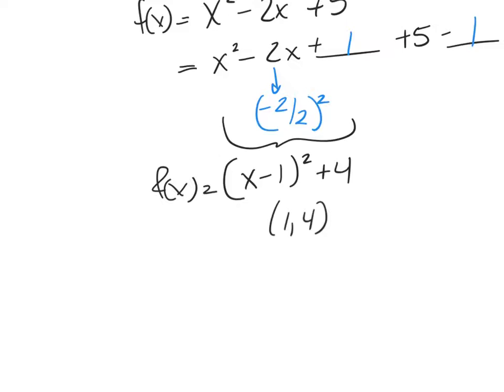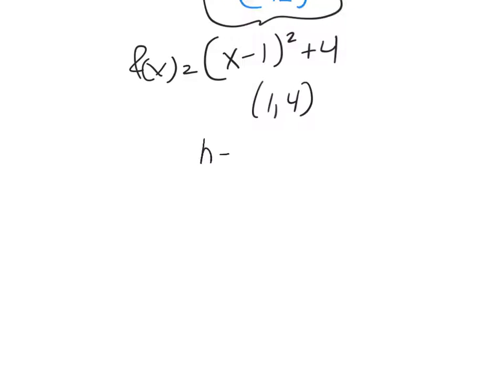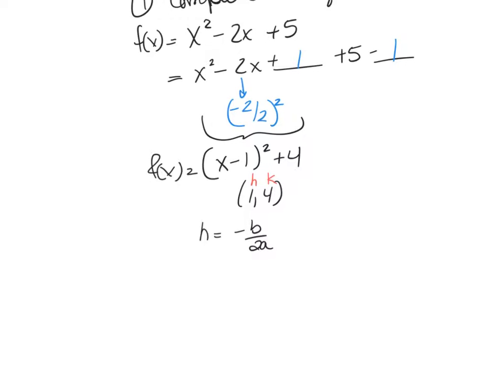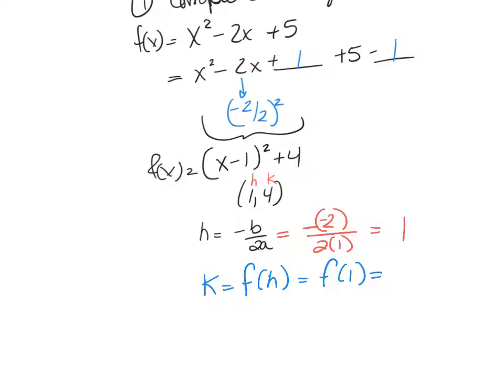That's my turning point. The other way of finding your vertex is finding h, which is negative b over 2a. Once you find h, that is what this value is. This is h, this is k. So I go back to my original function, x squared minus 2x plus 5, and that gives me negative negative 2 over 2 times a, which is 1. So I still get 1 for my h. Now I didn't have to do it by completing the square. To find my k value, I need to put that h value into my original function, so f of h, which is f of 1. I put 1 into my original function and I get 1 squared minus 2 times 1 plus 5, which gives me 4, which is what I got right here.